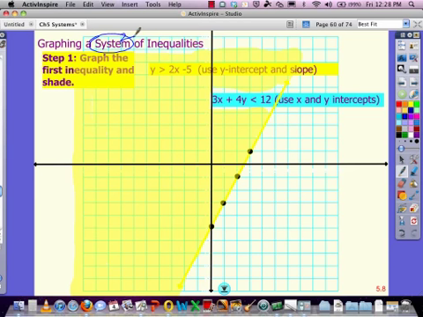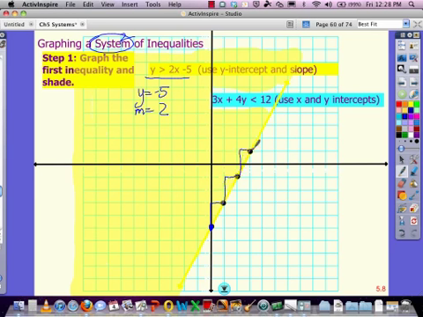So step one, graph the first inequality and shade. Our first inequality was here in yellow: y is greater than 2x minus 5, so double check my graphing. It already is in slope-intercept form, so we can see that the y-intercept was negative 5 and the slope was 2. Let's check that. We went down to a y value of negative 5. 1, 2, 3, 4, 5, there's the point. And from there, I graphed a slope of 2, up 2 over 1, up 2 over 1. You can see that. I drew my line.